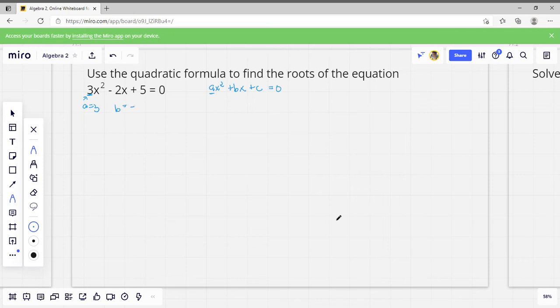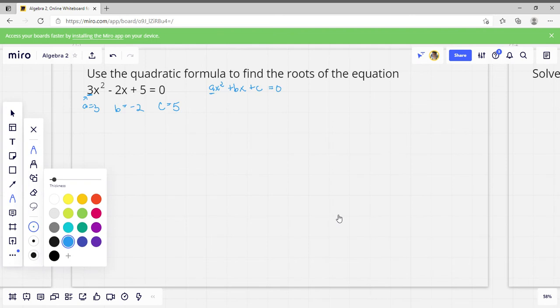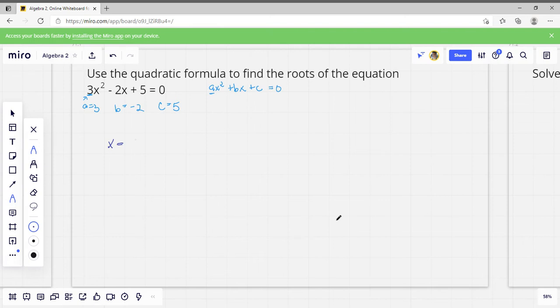B is going to be negative 2, and c is going to be 5. So first I'm going to write the quadratic formula. Which is x equals negative b plus or minus the square root of b squared minus 4ac, and all of that is over 2a.